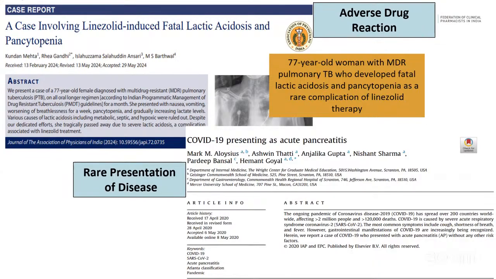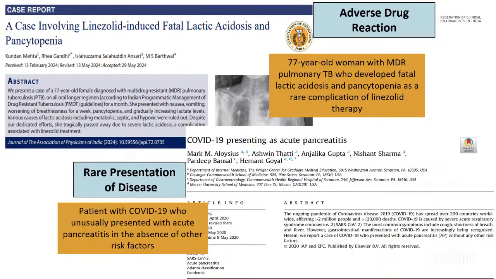And the second example is of a rare presentation of a disease. We all know that COVID-19 caused a really big pandemic. But in this patient, COVID-19 presented as acute pancreatitis, and this was confirmed because the patient did not have any other risk factor or other diseases. The patient only had COVID-19, and that was presenting as acute pancreatitis. So these are the examples where you can present. Likewise, you can present a case report.